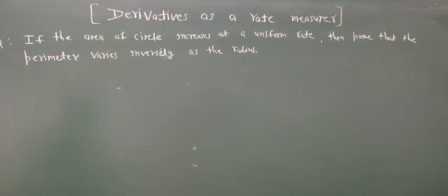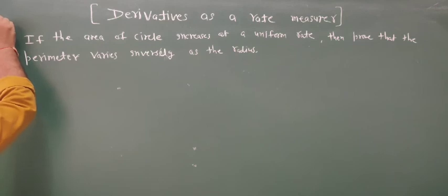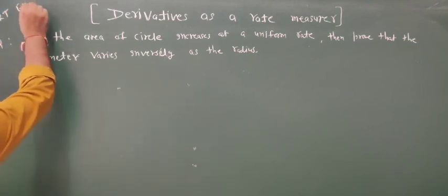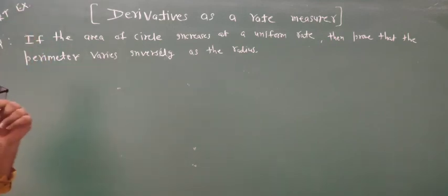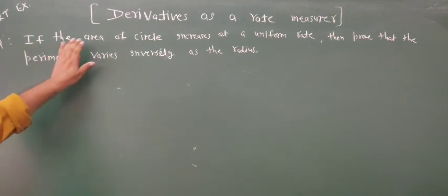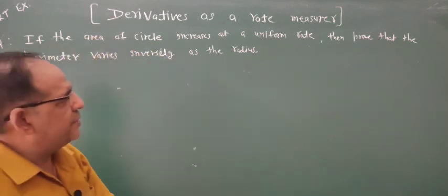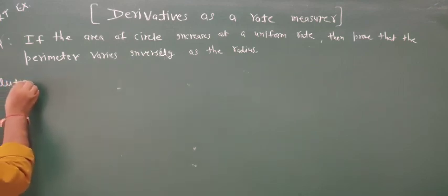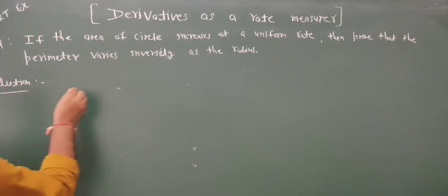Now I am taking one more question. This is from NCERT Exemplar, an important question. If the area of a circle increases at a uniform rate, then prove that the perimeter varies inversely as the radius. There is no numerical value given in this question.